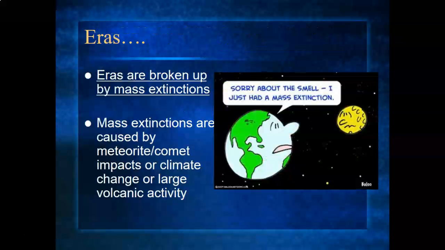So we're going to spend the time talking about these different eras. And eras are broken up by mass extinctions, meaning something died off, allowing another species to become more dominant. So natural selection, survival of the fittest. This is where biology and earth science interconnect just a little bit. So eras are broken up by mass extinctions.